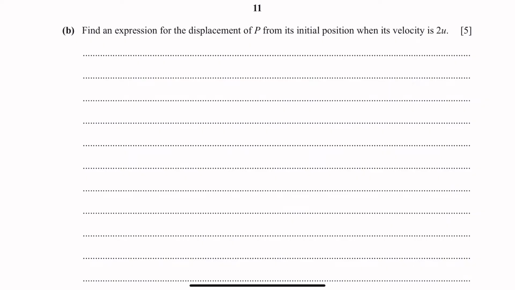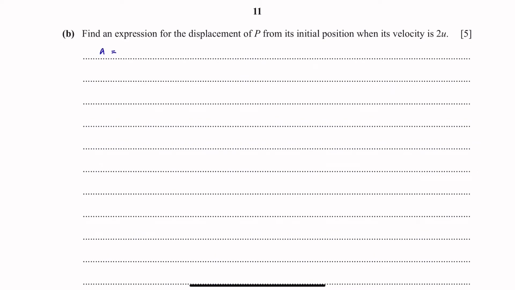Part B. Find an expression for the displacement of P from its initial position when its velocity is 2u. So if we want to find the displacement and we have the information about the velocity, we can use the formula a equals v dv over dx. So we have v dv over dx equal to 3ku minus kv. Now we separate them into v and x. So we have v over 3u minus v dv equals the integration of k dx.